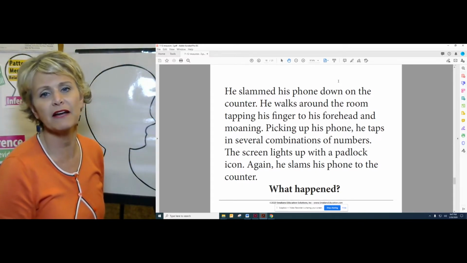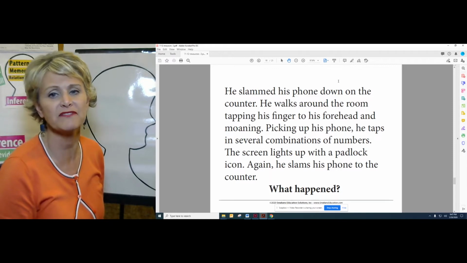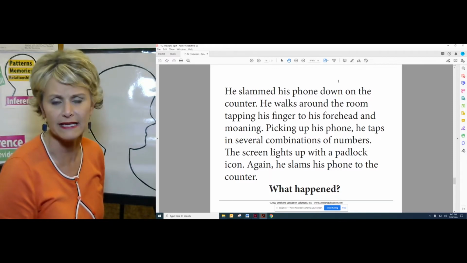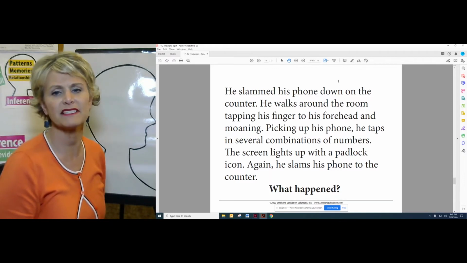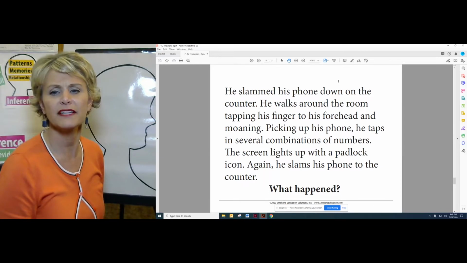He slammed his phone down on the counter. He walks around the room, tapping his finger to his forehead and moaning. Picking up his phone, he taps in several combinations of numbers. The screen lights up with a padlock icon. Again, he slams his phone to the counter.